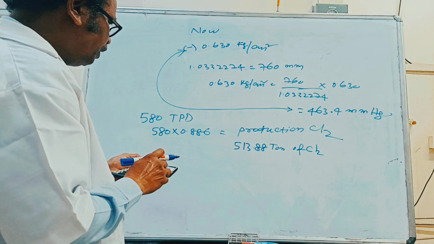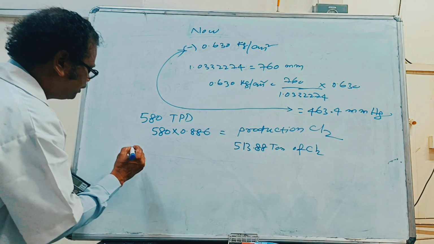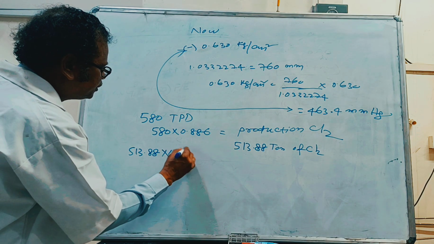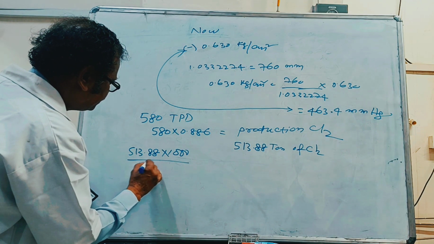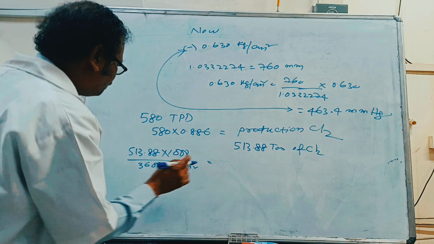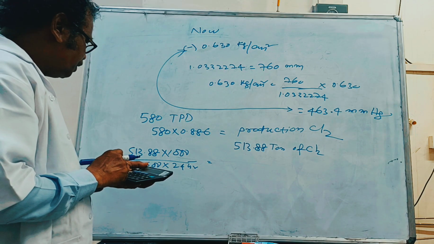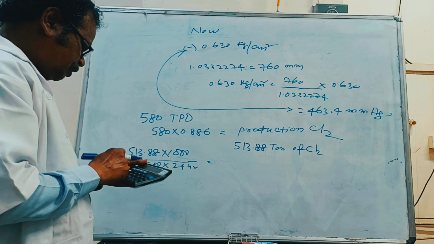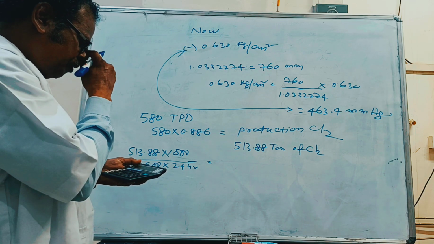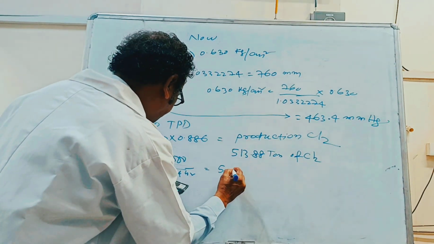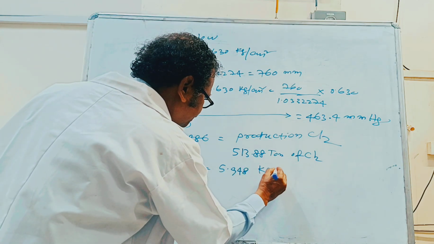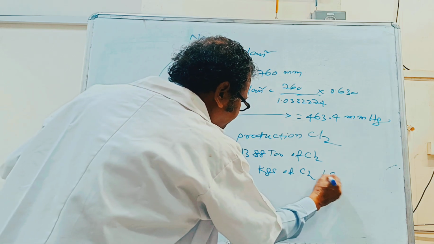Then we will find out the value per second. So 513.88 tons divided by the seconds in 24 hours, that is 513.88 into 1000 divided by 24, is equal to 5.948 kg of chlorine per second.